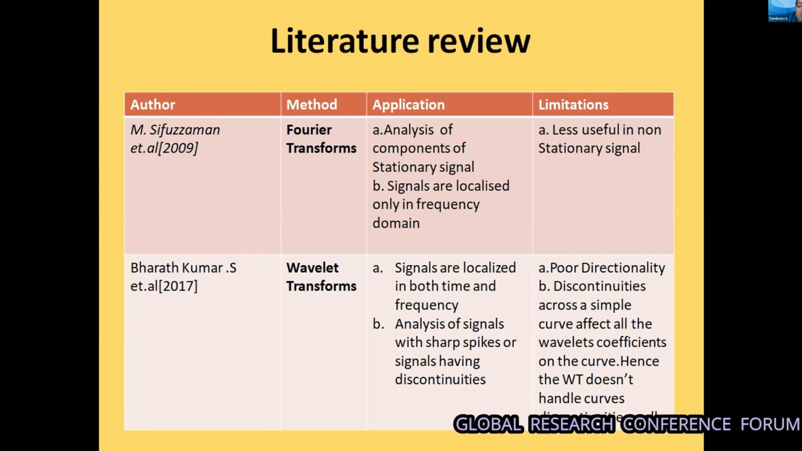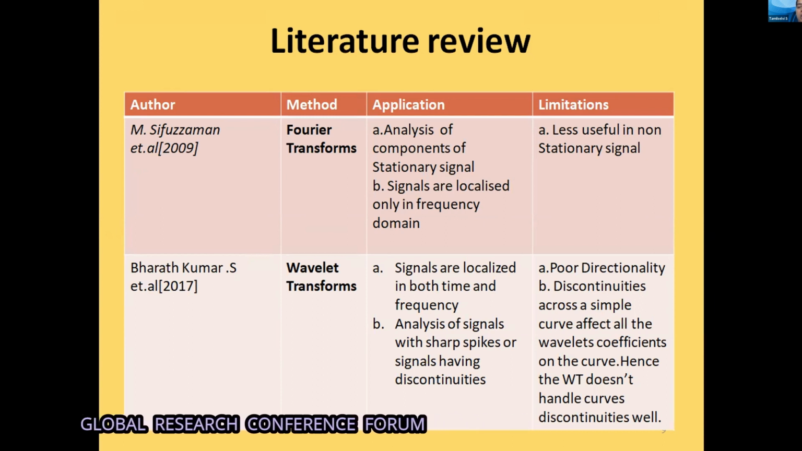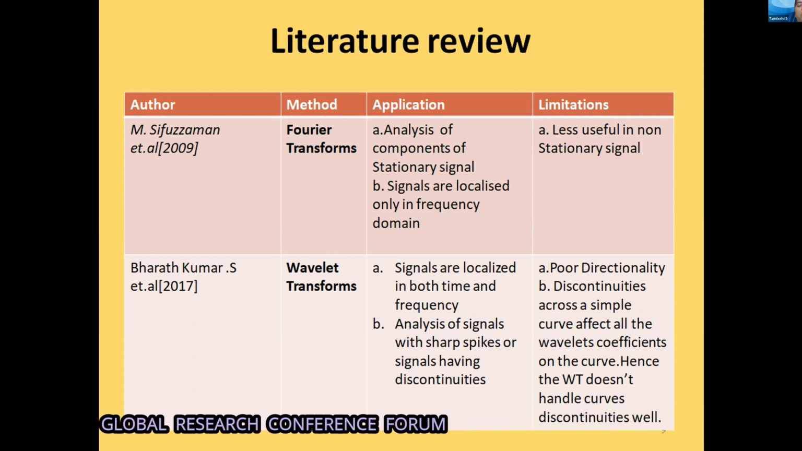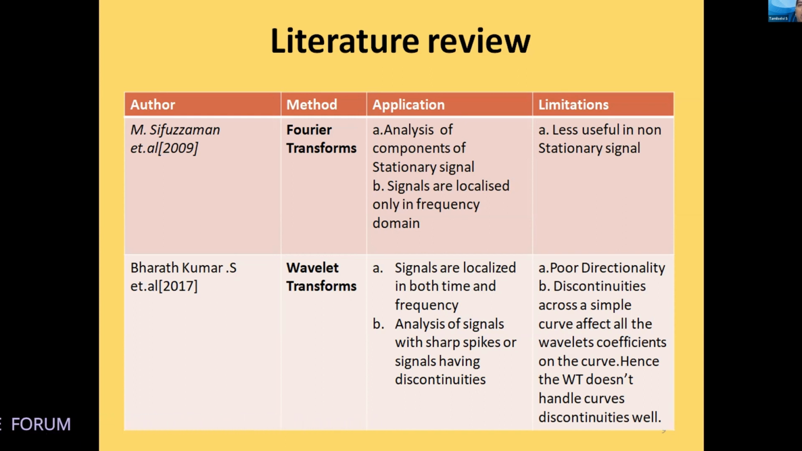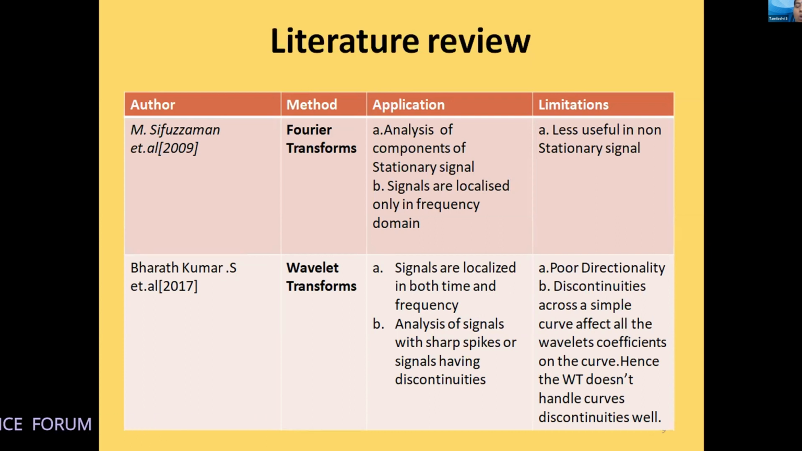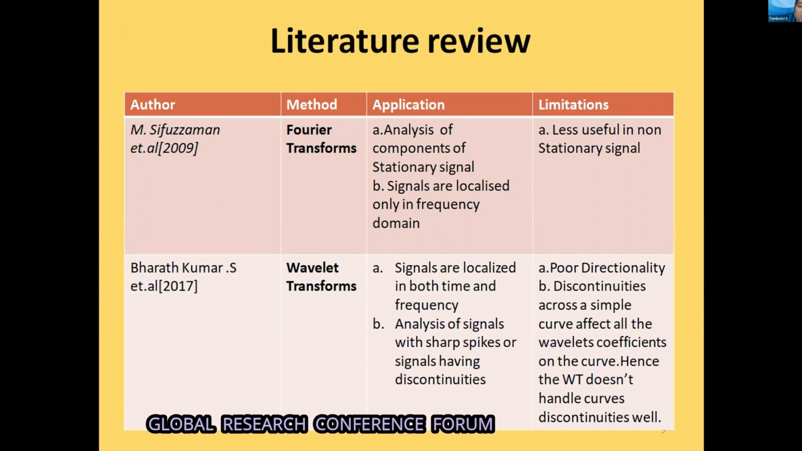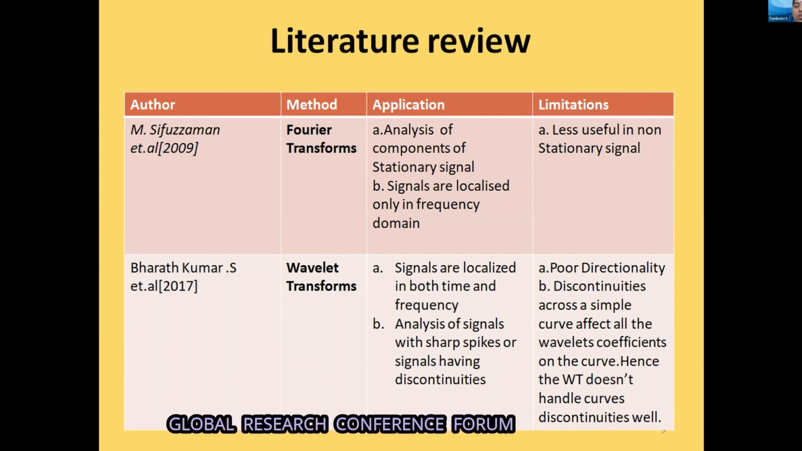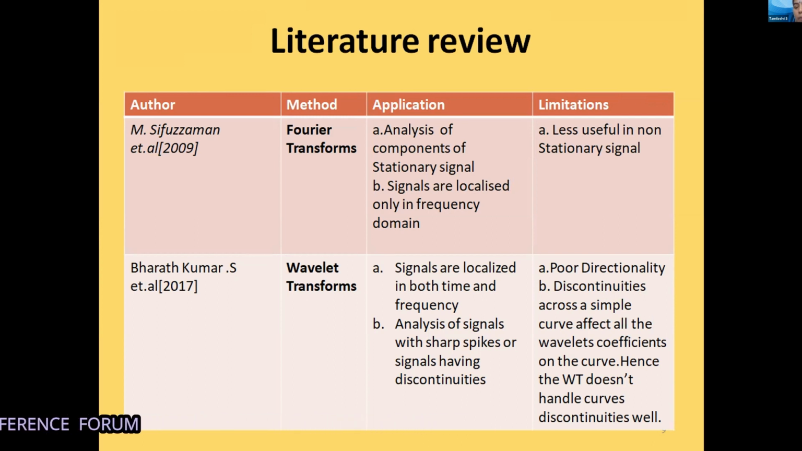Then comes the wavelet transforms. It has more advantage than the Fourier transform. It works in both domains, time as well as frequency domain. So in wavelet transform, we can define things in all directions: horizontal, vertical, diagonal, like that. We can break the images down into smaller parts, and finally we can have better results in wavelet transform when compared to the Fourier transform. But here also, whenever discontinuities occur, where some curves or contours are there, it will not be helpful.